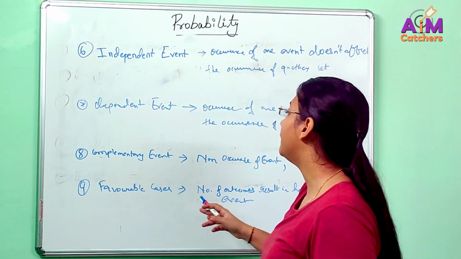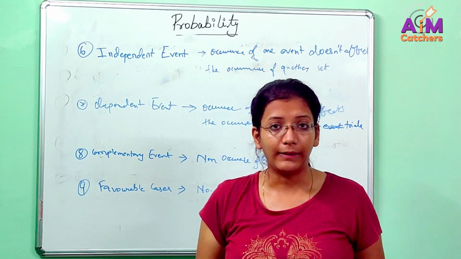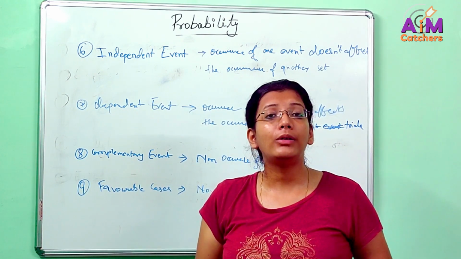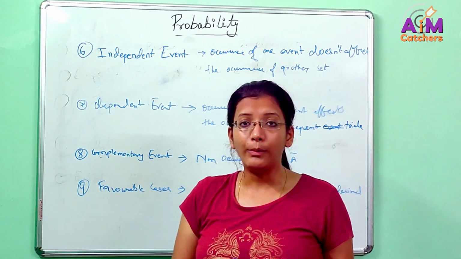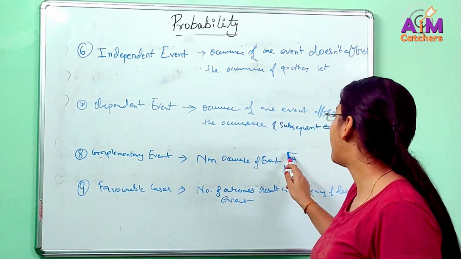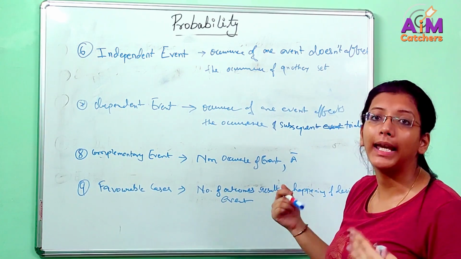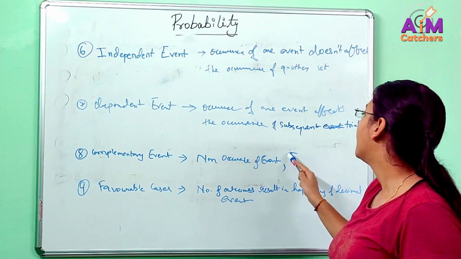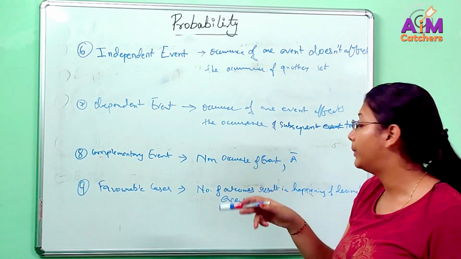The next is complementary event. Complementary event means just the non-occurrence of that event. Say the complement of getting a head is getting a tail. So the complement of an event is represented by a bar on that event name. Suppose the event of getting A in any kind of experiment, the event of not getting A is represented by A with a dash, a bar above it.